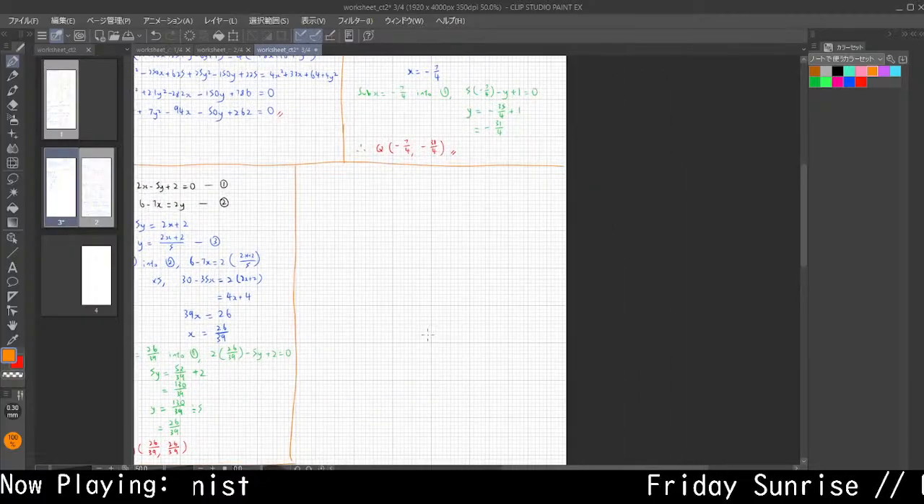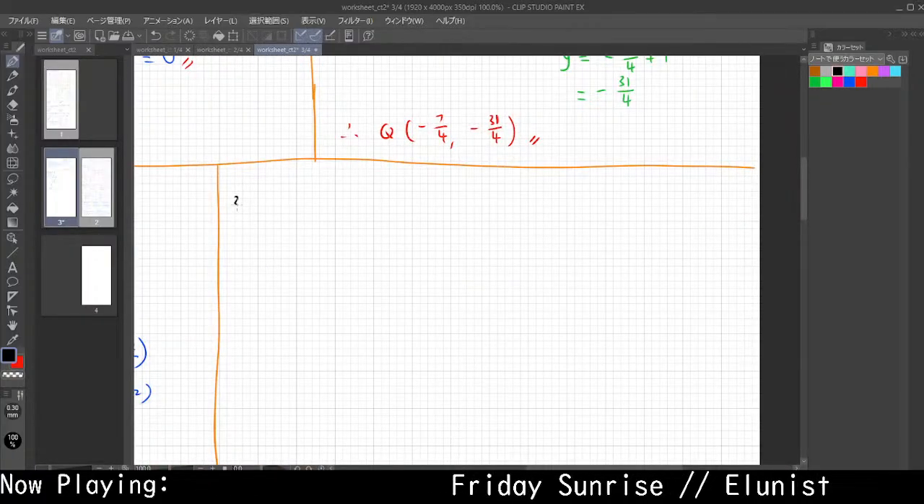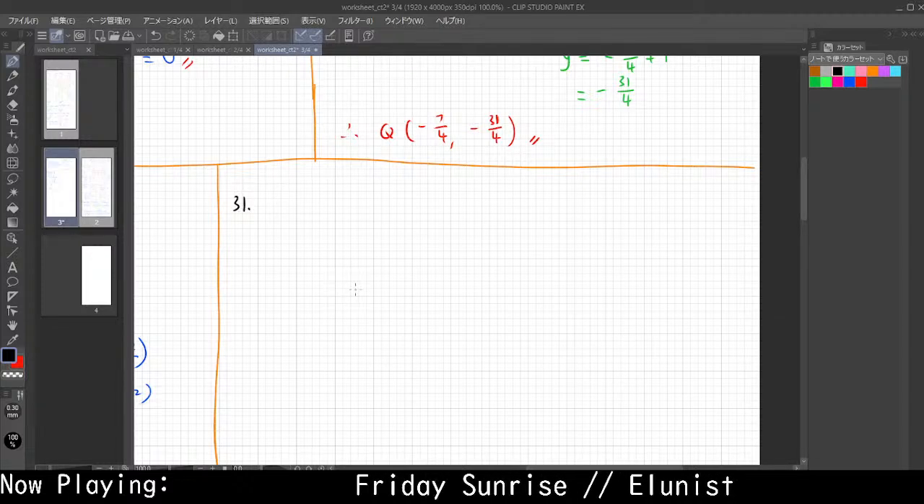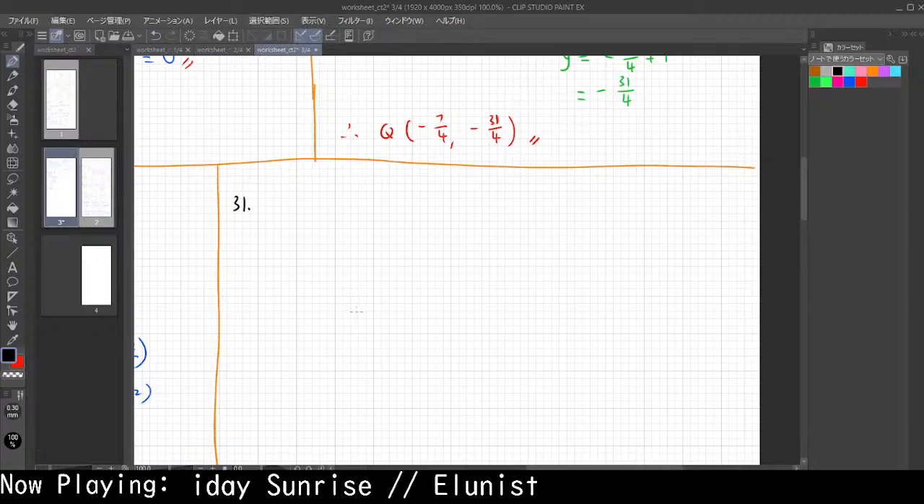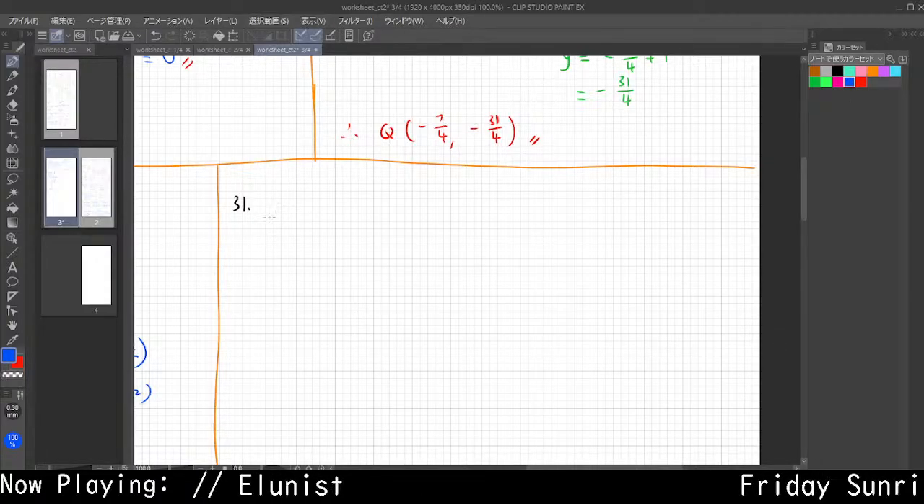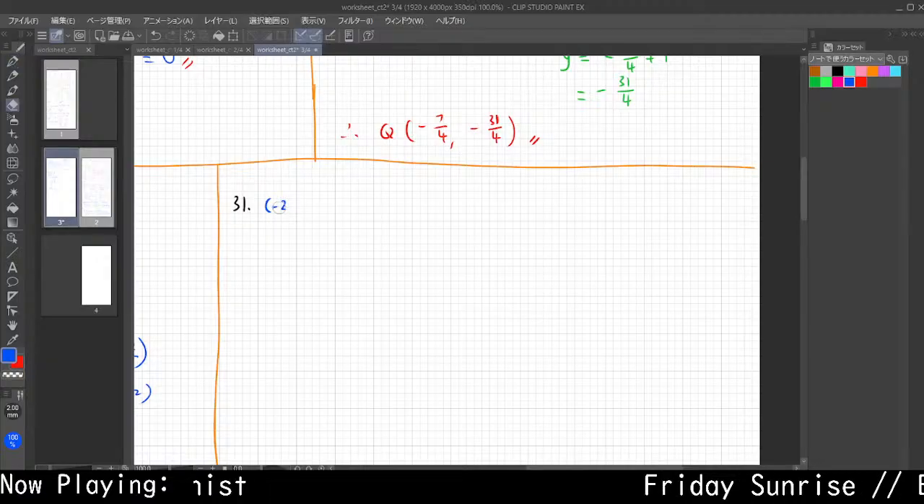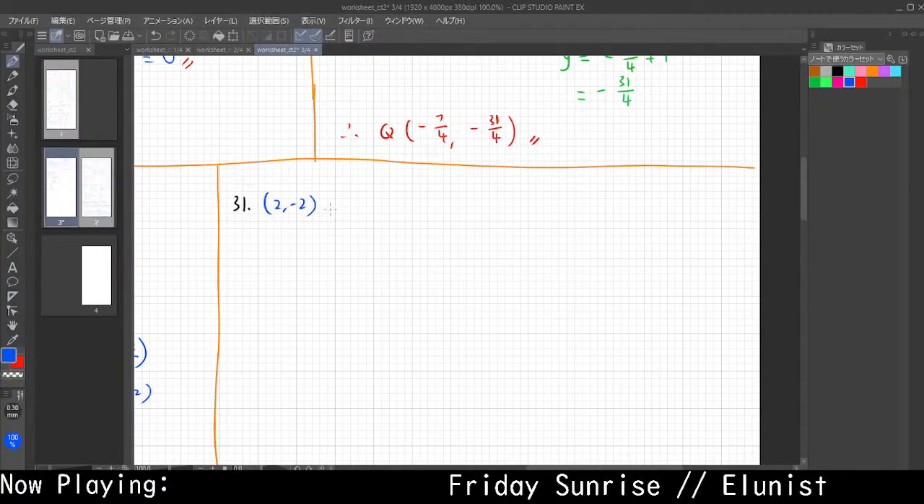Okay, 31, 32 should be easy. So 31, it tells you that given that M is the midpoint of the straight line connecting A and B, find the coordinates of B. So this one is as simple as just writing out the equation. You know that midpoint is basically one to one, so it's divided by 2.